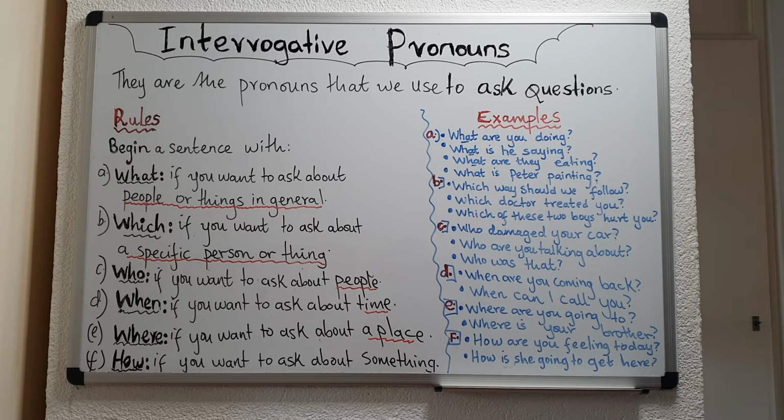Now, let's move on to rule B. If you want to ask about a specific person, very specific person, this time not in general, if you want to ask about a specific person or a specific thing, then begin your sentence with which. Begin your question with which. Let's look at examples B on the right. Which way should we go? Or which way should we follow?